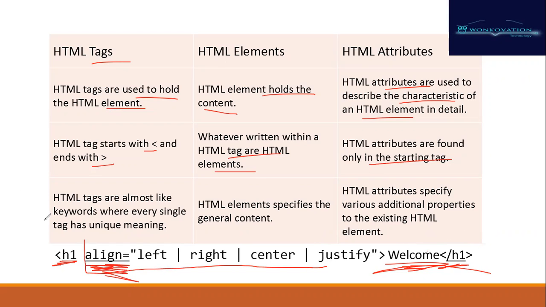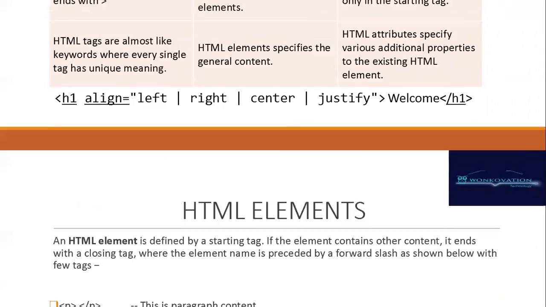Now, HTML tags are almost like a keyword where a single tag has a unique meaning. Every tag has its own meaning, its own function. HTML elements specify the general content which is to be written on the user page. HTML attributes specify various additional properties to the existing HTML elements. It gives the beauty.